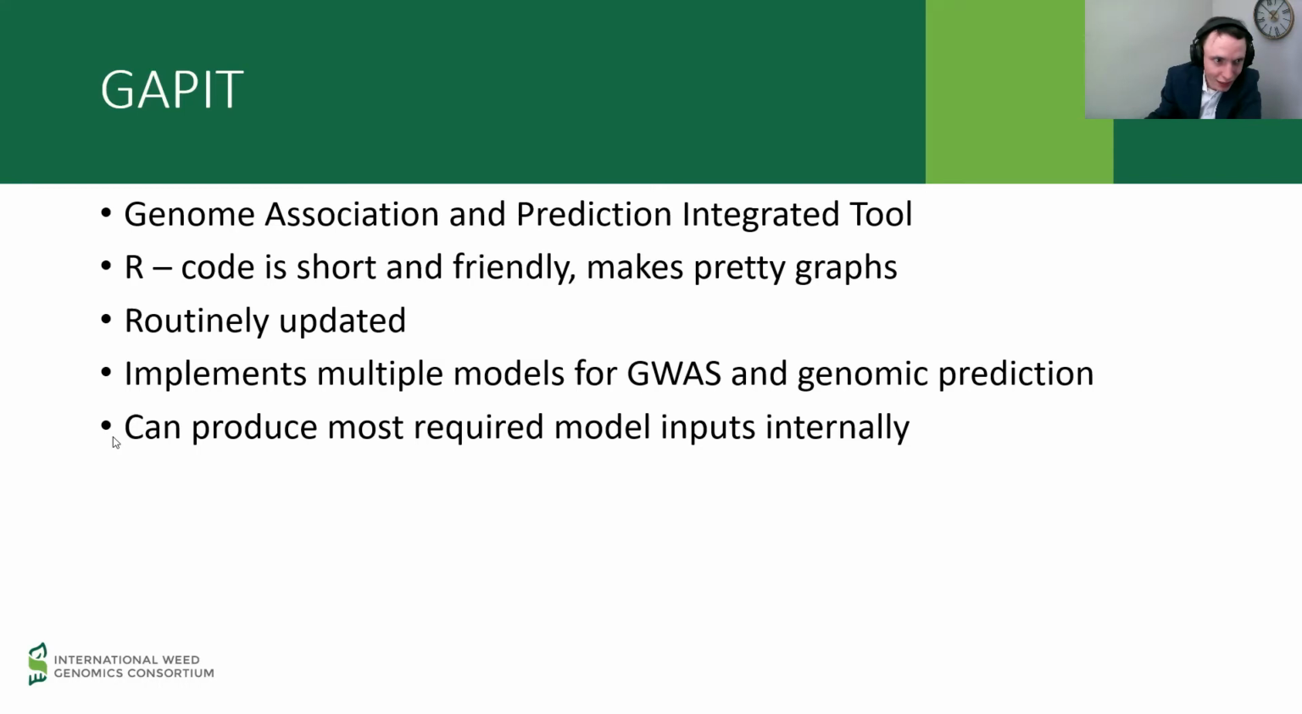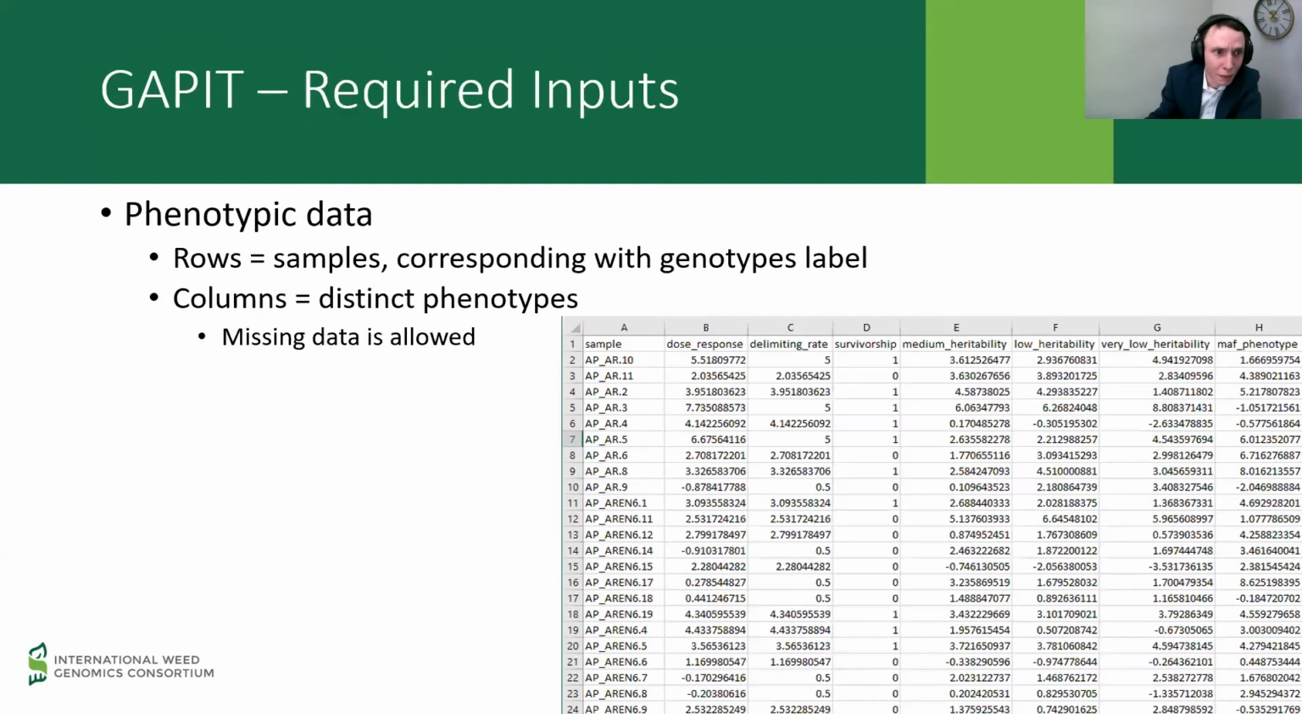One of the nice things, aside from making very pretty graphs, about GAPIT is it can produce most of the required model inputs internally. So if you think of your traditional mixed linear model, it will typically have some measure of population structure and some measure of kinship incorporated within the model, and those can be produced by GAPIT from the genotype input file. The only two inputs that are required for GAPIT to actually run is phenotypic data.